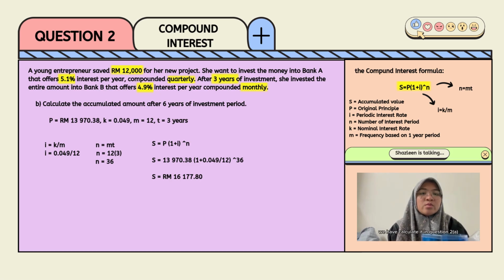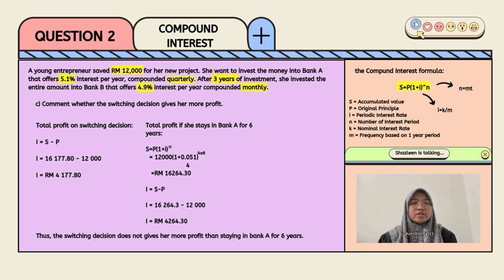For 2B, calculate the accumulated amount after 6 years of investment period. For the first 3 years, we have calculated in question 2A, which is 30,970.38. So we use it as a new principal to calculate the accumulated amount for the last 3 years, which is P is 30,970.38 and i is equal to k over m, which is 0.045 over 12, and n is equal to mt, which is 12 times 3. So the final answer is 60,177.80.